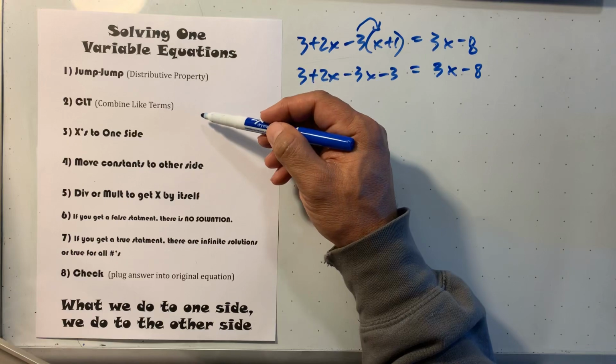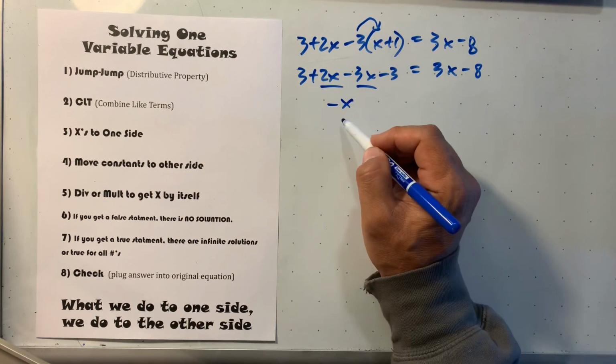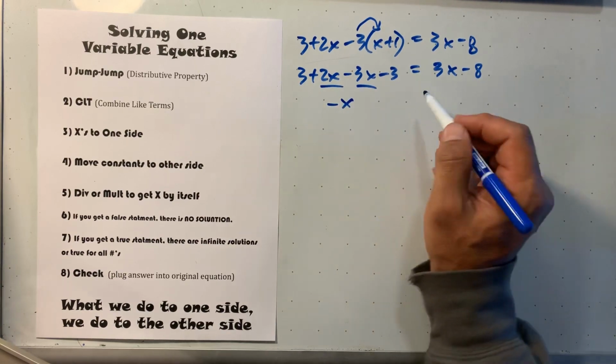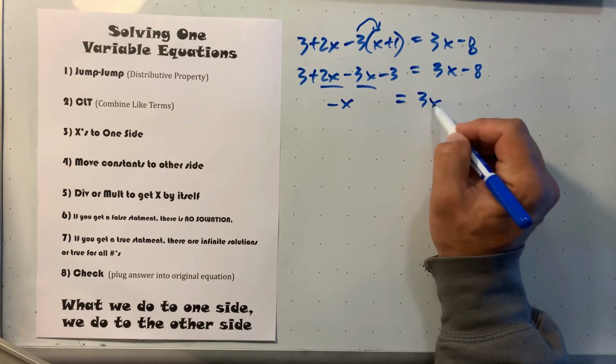Next, I'll combine like terms. So here I can combine these x terms, which gives me minus x, and then plus 3 and minus 3 go away, cancel each other out. So minus x is equal to 3x minus 8.